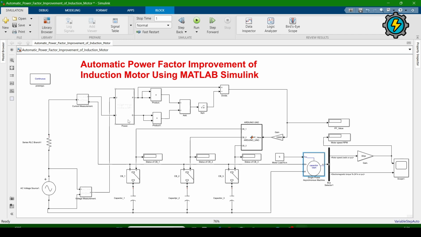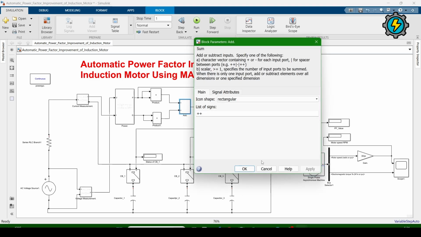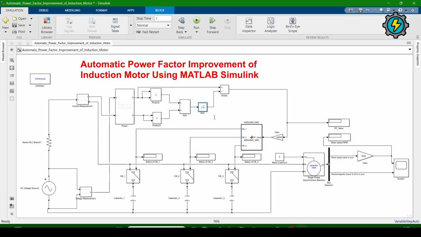Then we will see these values. This is the product, this is the addition, this is the square root, and these are the divide blocks. Now this is the power GUI block. Now we will understand why we use this power GUI block. Because in simulation, when we design an electrical system, we require a powergui, and all these components are imported from the library browser.